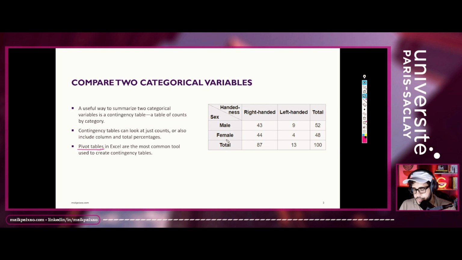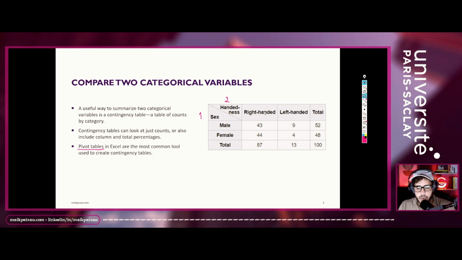Let's just look at an example here. We have a contingency table extracted from a data set. We have two columns here. The first is sex and the second is handedness. Each column has two categories. In the sex column we have male and female, and in the handedness column we have right-handed and left-handed.